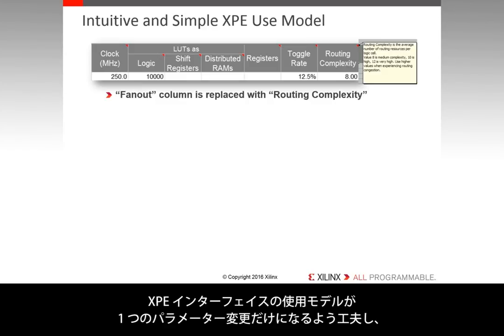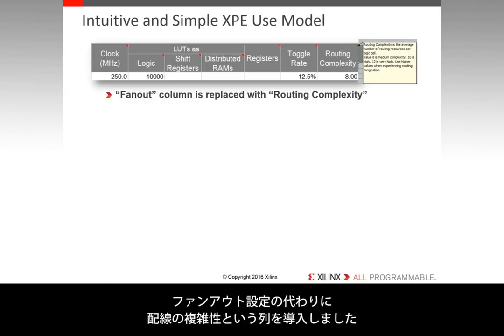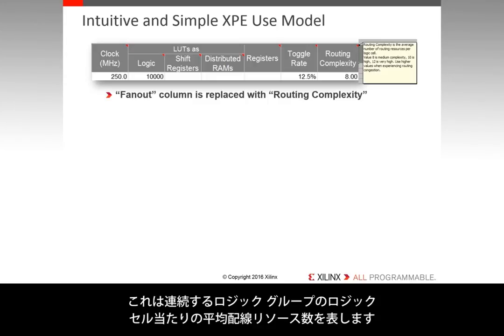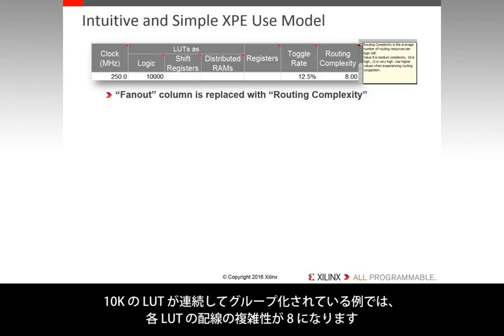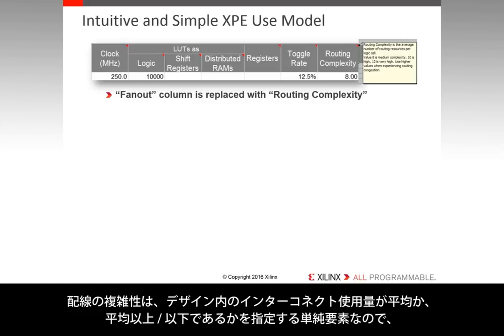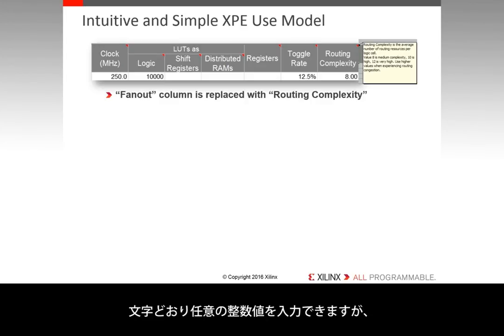When it comes to the XPE interface, we carefully crafted the use model with one parameter change: we introduced a routing complexity column by replacing the fan-out setting. This represents the average number of routing resources per logic cell of logic groups in a row. For example, here 10k LUTs are grouped in a row, which means the routing complexity of each LUT is 8. Literally, you can enter any valid integer number in it, since routing complexity is a simple factor to say whether the design uses average interconnect usage or can be shifted to above or below average.